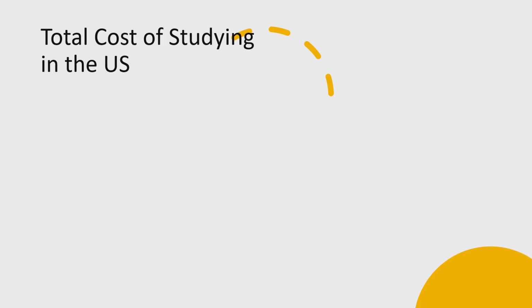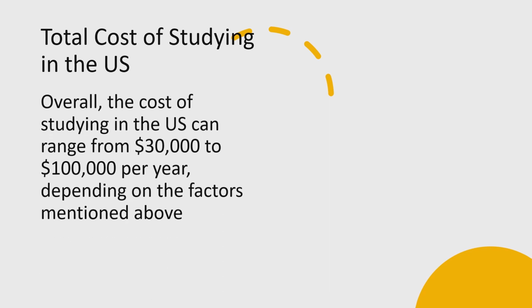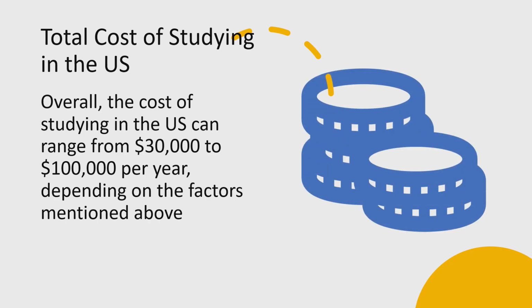So that's the total cost. If I talk about studying in the US per annum, that will cost you somewhere from $30,000 to $1 lakh per year, depending upon many factors which I have mentioned above. So these are basically the costs of living in the US. If you note this down, it would be really helpful for you, or you can go to my previous videos and check.